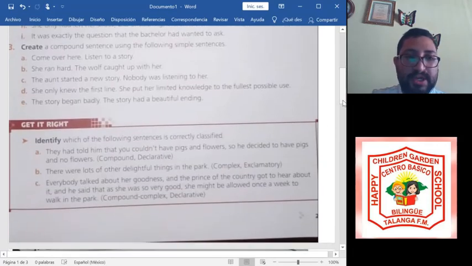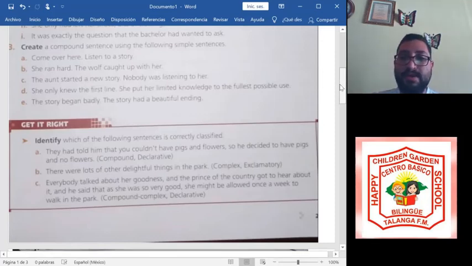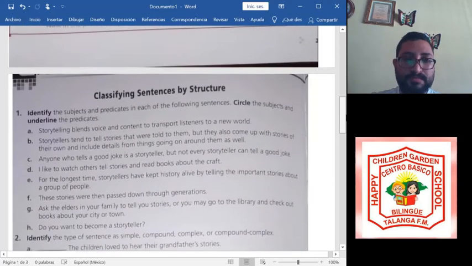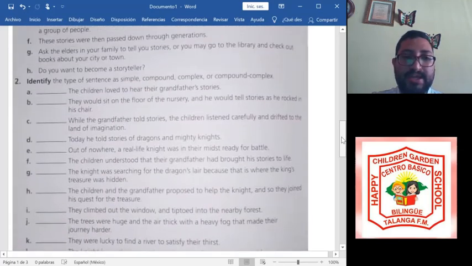We are going to identify the following sentence. If they are correct, is the classification that you have correct? It's a compound sentence and it's a declarative sentence. We can write it again in your notebook and complete them. Then we're going to work in your workbook, part in page 8.